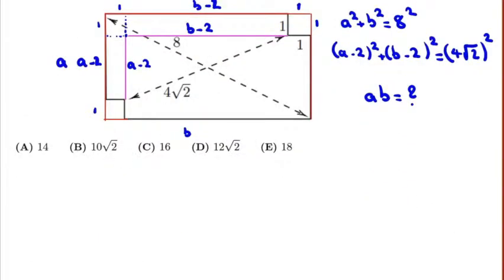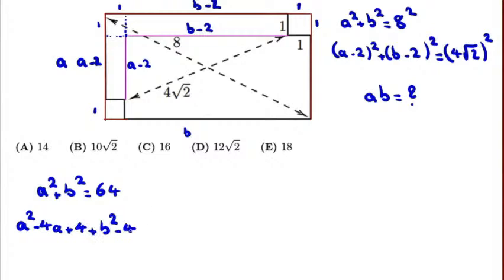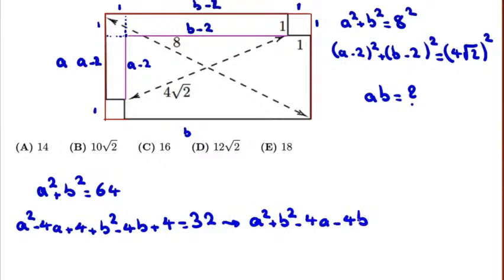So let's expand. In the first line, we have A squared plus B squared equal to 8 squared, which is 64. In the second line, A minus 2 squared is A squared minus 4A plus 4, plus B squared minus 4B plus 4, equal to 4 root 2 squared, which is 16 times 2, 32. We want to find AB. Let's simplify: A squared plus B squared minus 4A minus 4B plus 4 plus 4, which is 8. If you take 8 to the right-hand side, 32 minus 8 is 24.